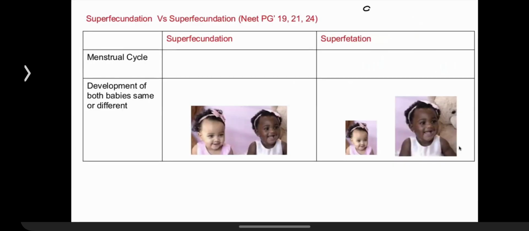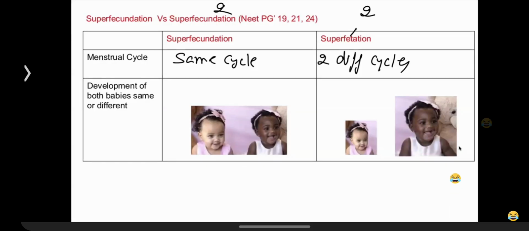Superfecundation and superfetation: both cases produce twins, from two separate acts of sex. But what's the difference? In superfecundation, both acts of sex have occurred in the same cycle. In superfetation, two different cycles. How do you remember? Double T here, so two different cycles, superfetation. Because it is the same cycle, there is the same development. Here it will be different development.